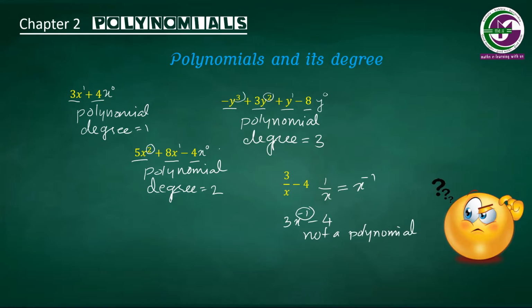Not a polynomial. Next example, 8x raised to minus 2 plus 3x minus 4. Here also there are three terms in this expression, and for the first term the power is minus 2. It's a negative integer. It is not a positive integer, so it is not a polynomial.